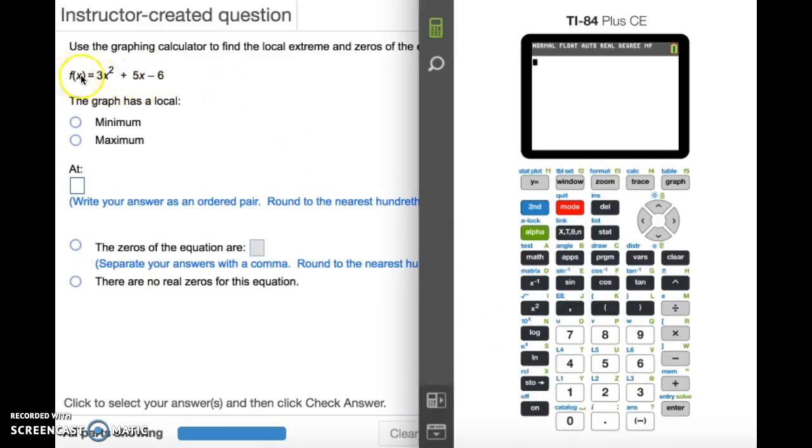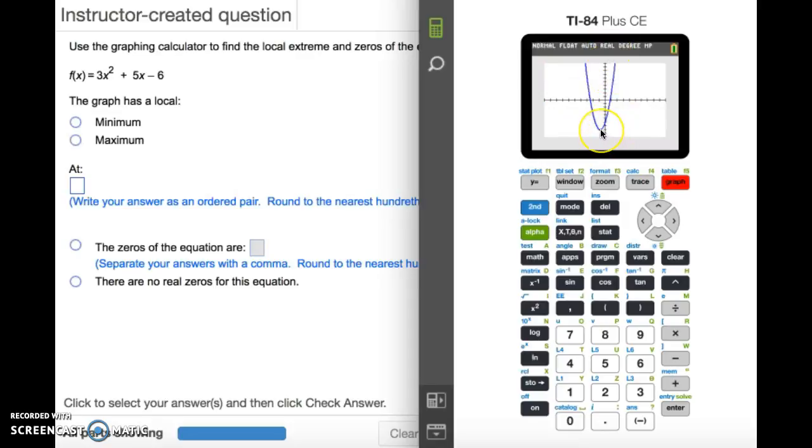And anytime we want to enter an equation, we're going to press the y equals button, which is at the top left under the screen. And I've already entered my equation, 3x squared plus 5x minus 6. To see what this graph looks like, I press the graph button, which is at the top right under the screen. And it draws a picture of my graph.